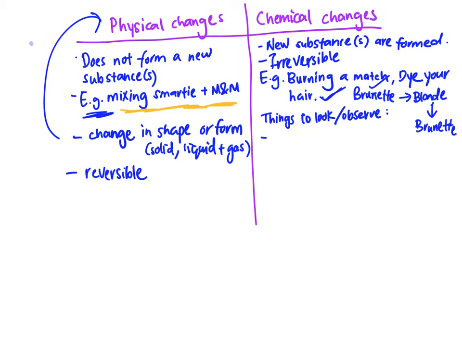So the next thing to tell you is what are some of the things you can notice in chemical changes, as in what are the things to look for or observe. The first thing that will come to mind is seeing a change in colors. As you know, when you dye your hair, you will see a change in color. That will tell you there is a chemical change.